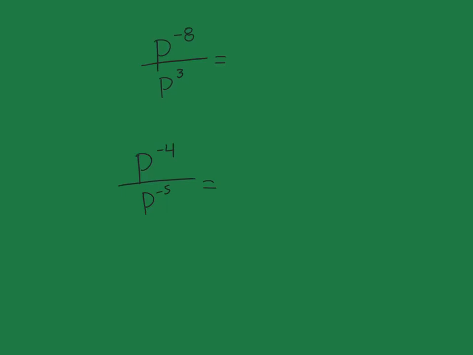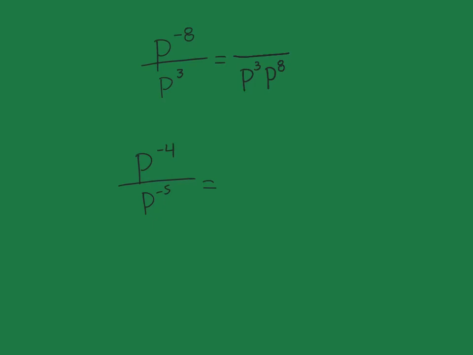So when we have, remember, a negative exponent, in order to make it positive, we bring it to the other side of the fraction. So if we have p to the power of negative 8 divided by p to the power of 3, I want to make this negative 8 positive, so I bring this down to the bottom of the fraction. P to the power of 3 times p to the power of 8. Well, I have nothing left in the top.